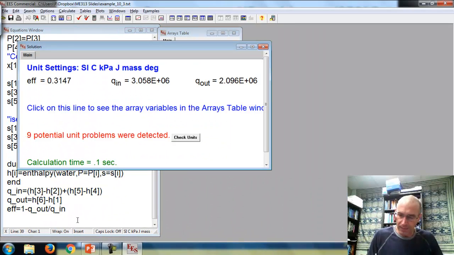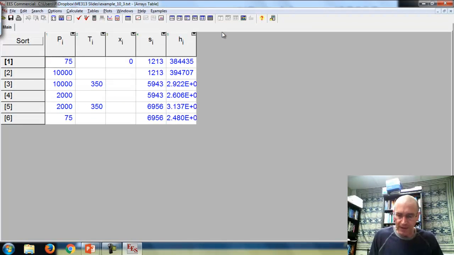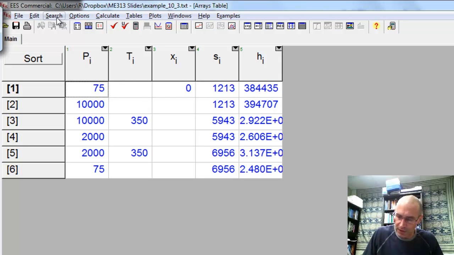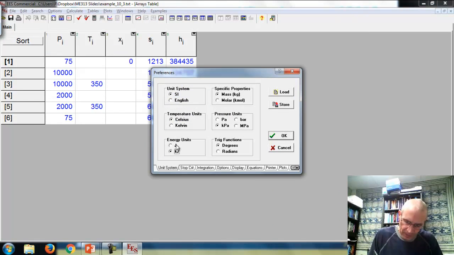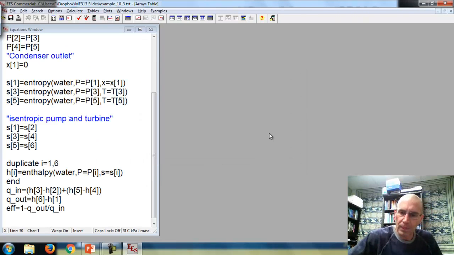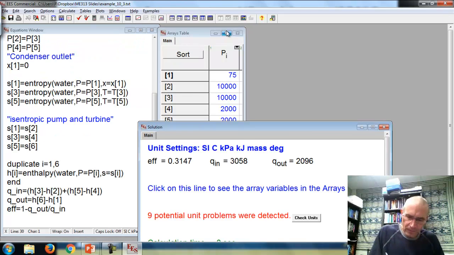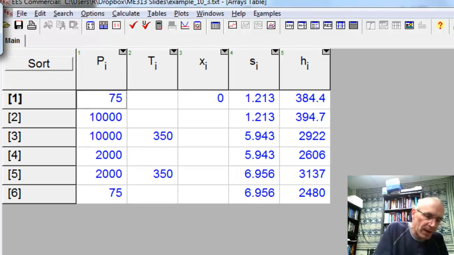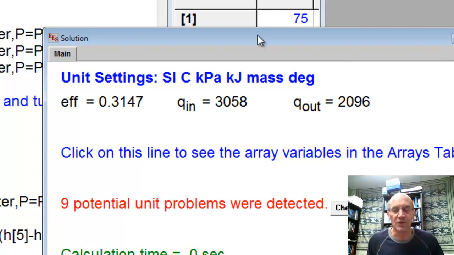So go ahead and solve that. And look at my array table here, all of my enthalpy values. They're actually in joules instead of kilojoules. We can go ahead and change that really quickly. So then we got all of our enthalpy values, and then going back and looking at what our efficiency is. Here's our efficiency. We see our efficiency is 31%.